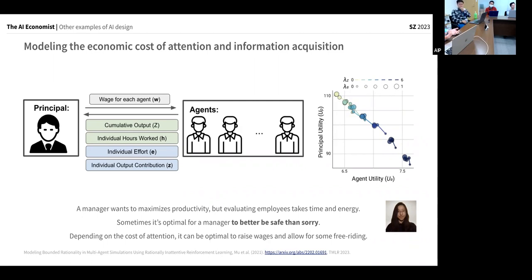But then the problem is that there might be some employees that are not so good, right? And those bad employees will actually be free riders, right? They get paid more, but they didn't really do a good job. But sometimes it's actually better for the principal because the net result is in fact more profitable, right? And so the interesting thing about this paper is that you can now start to look at these more complicated principal agent problems using reinforcement learning. This paper appeared in the Transactions on ML a while ago.